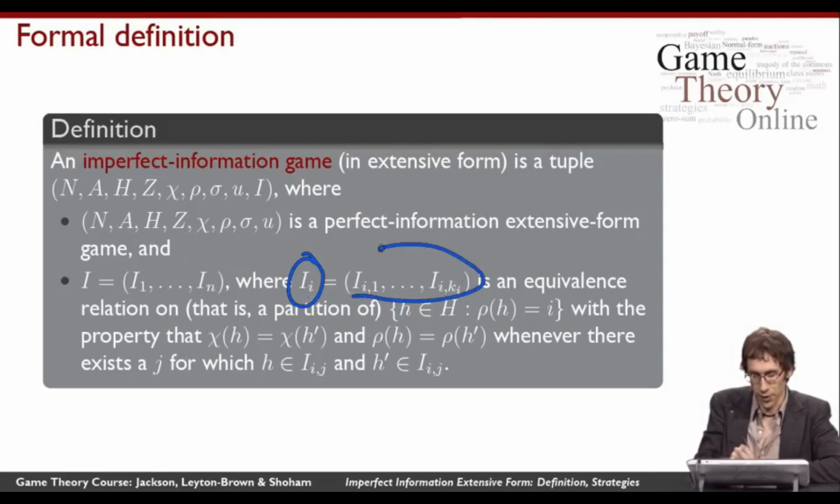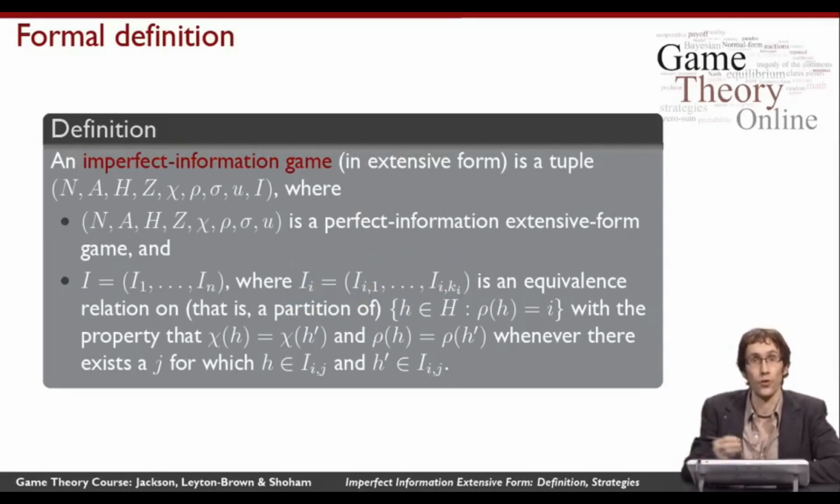These are all different equivalence classes, and each one of these classes is some number of different choice nodes, one or more choice nodes. These are different choice nodes that that player isn't able to tell apart. So if every one of these equivalence classes contains only one choice node, we're back with the perfect information case. And if any of these equivalence classes contains more than one thing, then we have something new. We have a game where the player doesn't quite know what's going on all the time.